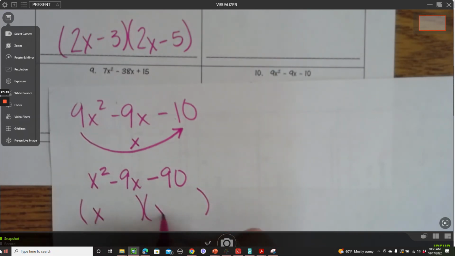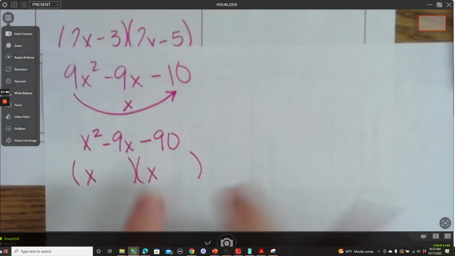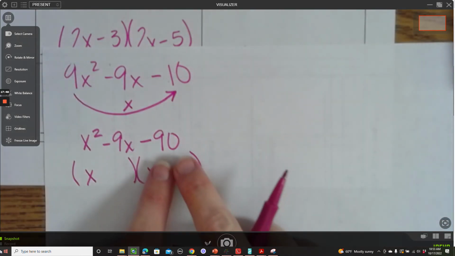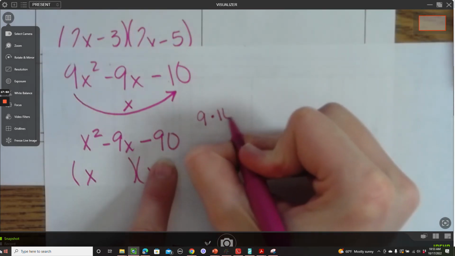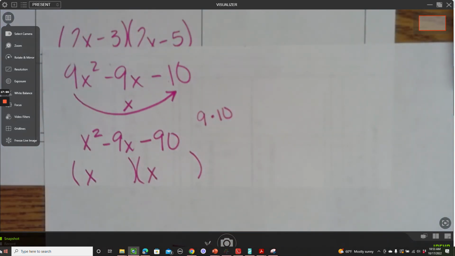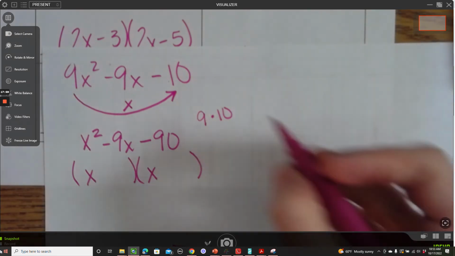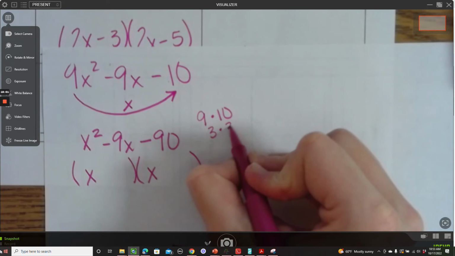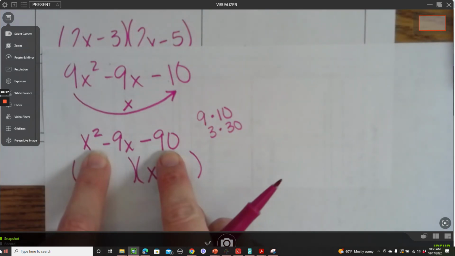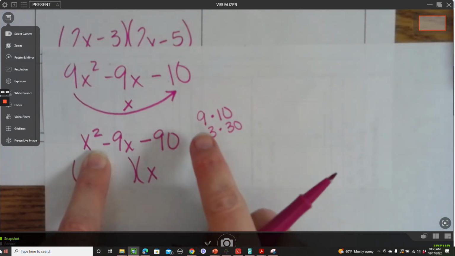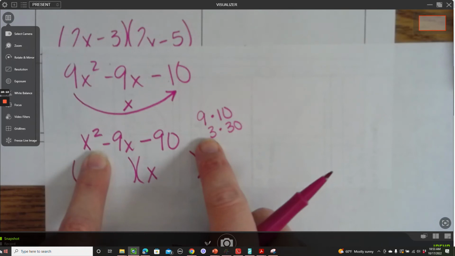So you know you're going to have x and x. What two numbers multiplied together give me negative 90? 9 and 10. Anything else? 3 and 30. 3 and 30. 5 and something. Here's the reason I asked that. If the back end is negative and the middle is negative, that means one of these is a positive, one of these is a negative.